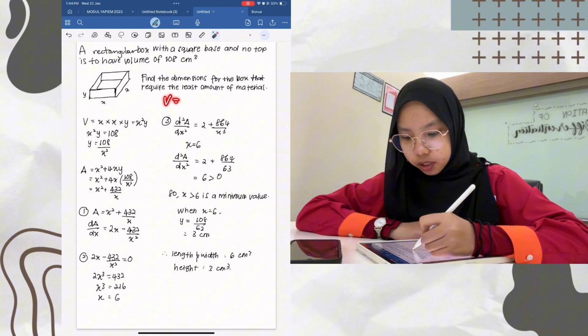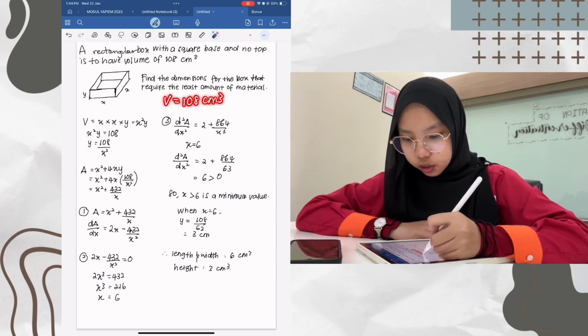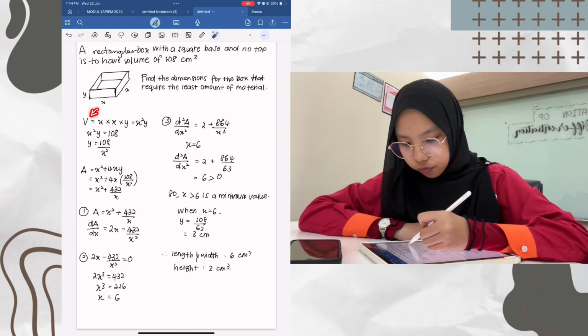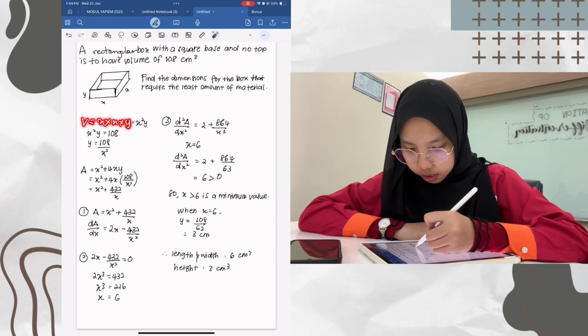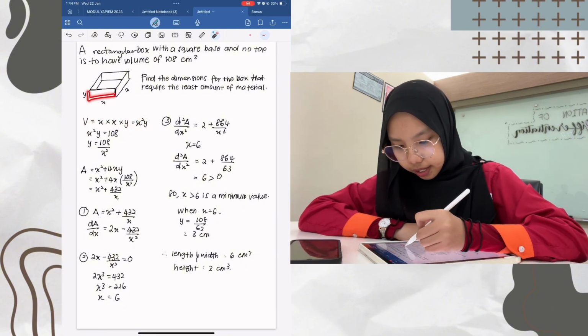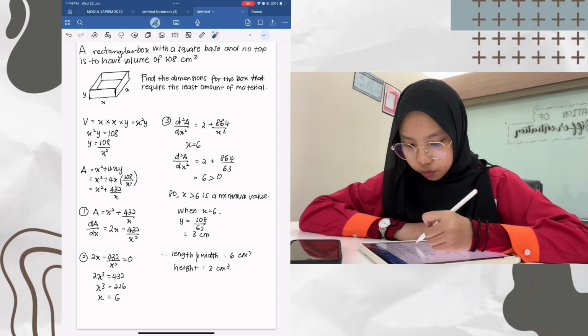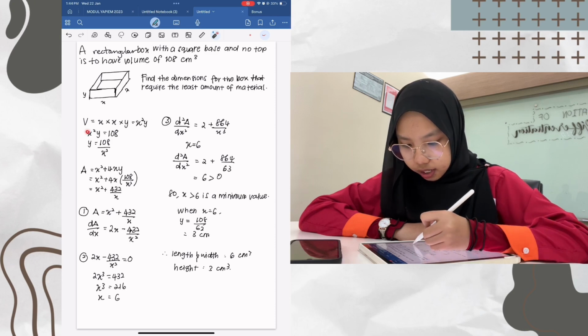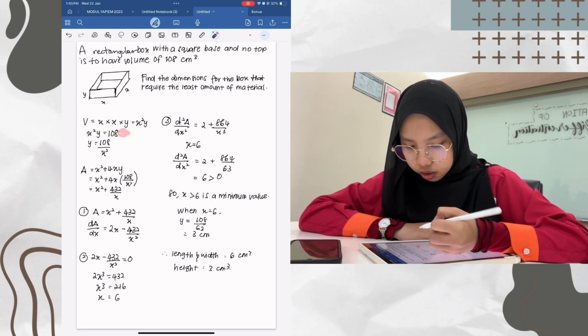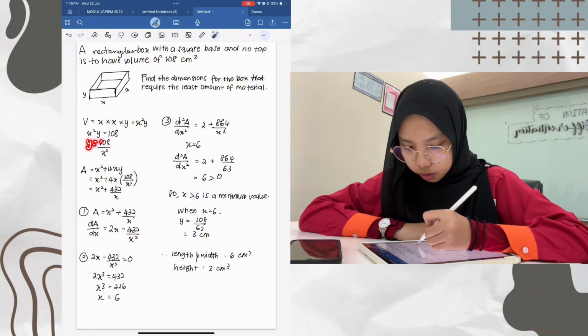It gives the volume equal to 108 centimeter cube. So we want to find the equation for the volume. Our volume equals x multiplied by x multiplied by y, which is x squared y. So the volume, x squared y, equals 108. From this equation, we find the value of y, which equals 108 over x squared.